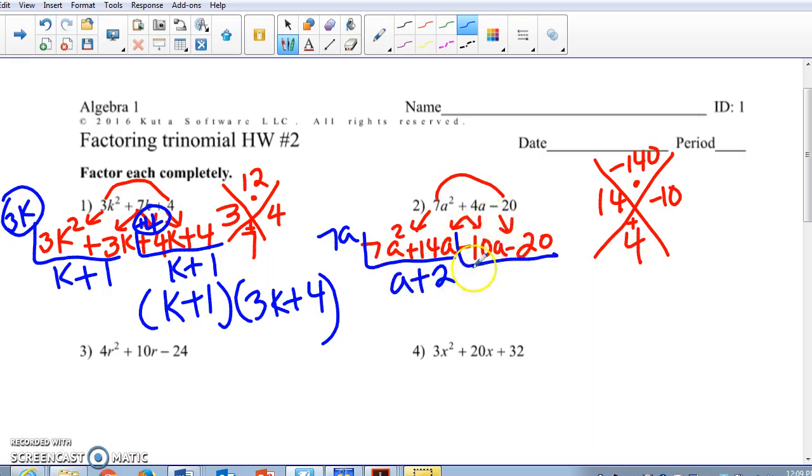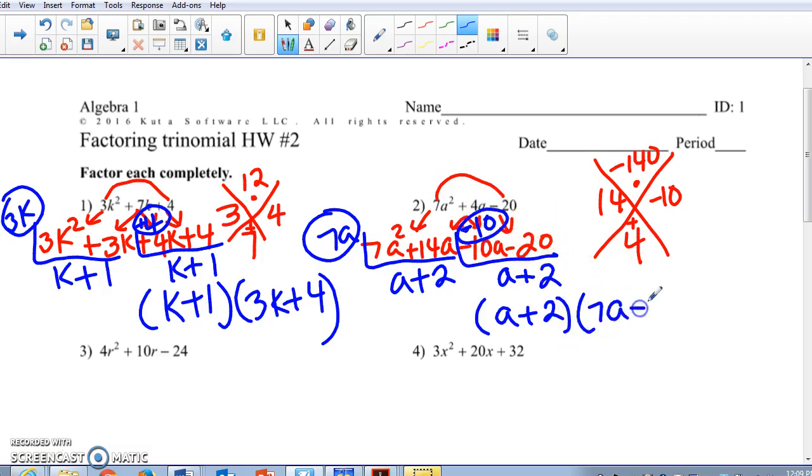Now, if the leading coefficient is negative, remember I need to factor out a negative. Between 10 and 20, 10 is the factor. If you divide, again it's going to be a plus 2. Yay! We have another common factor. So I just write that one time, and then I bring down the other factor, 7a minus 10. Correct?